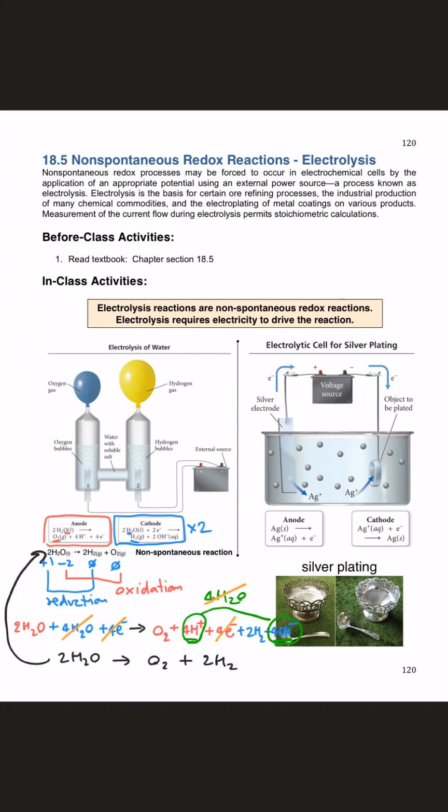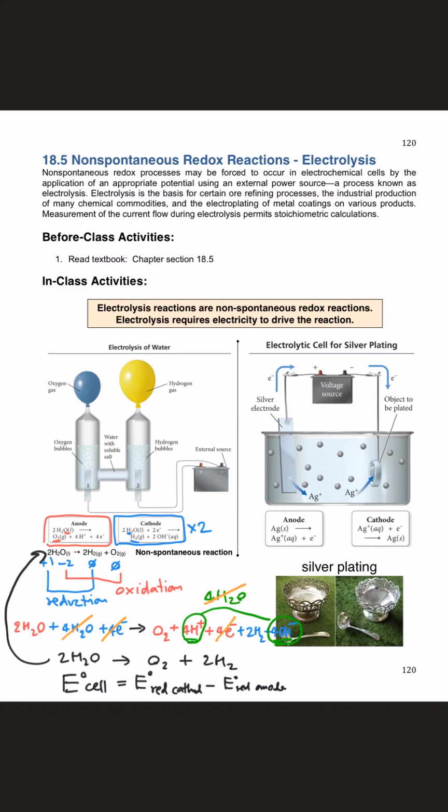In order to determine the spontaneity of this reaction, you can use the E cell, which is the standard reduction potential of the cathode minus the standard reduction potential of the anode. You can look at the list of standard reduction potentials, which is in the page belonging to chapter section 18.3. But on the exam, this table will be provided for you.